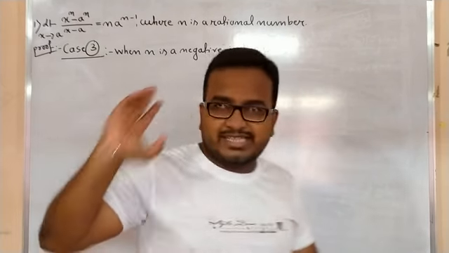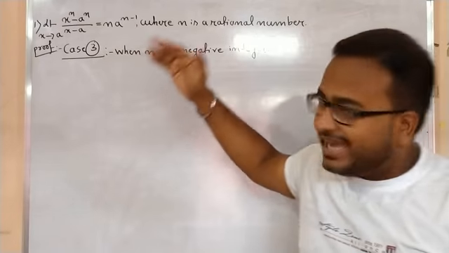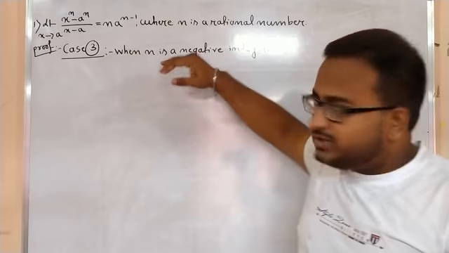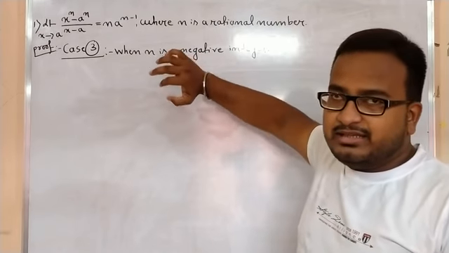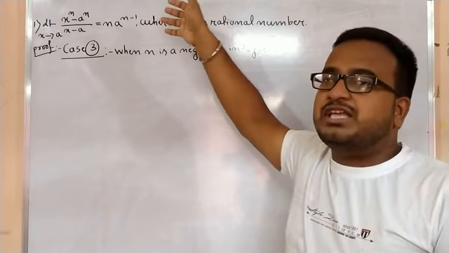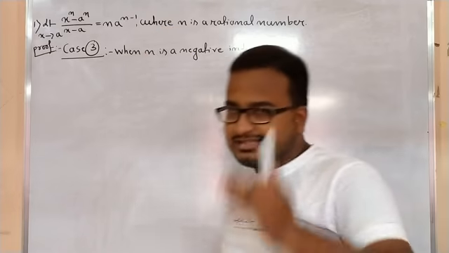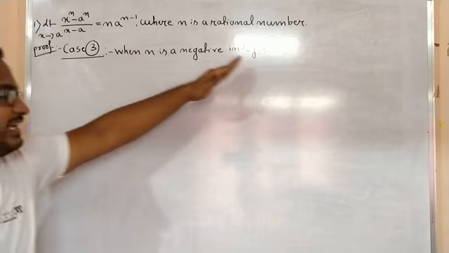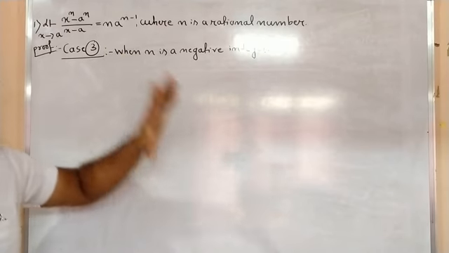So this is the next case, case number 3, when n is a negative integer, right? So to prove this case, we will take the help of case 2, okay? So let us see how to do it. Here n is a negative integer, when n is a negative integer. So this n is a negative number.